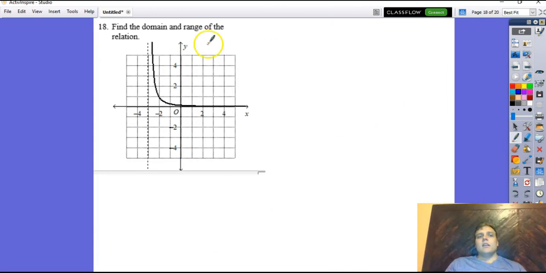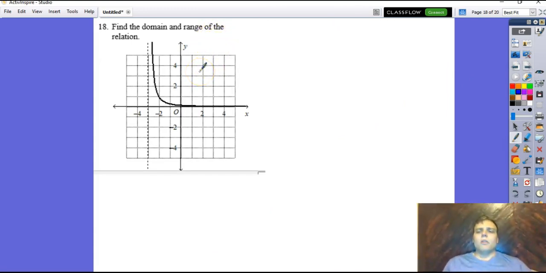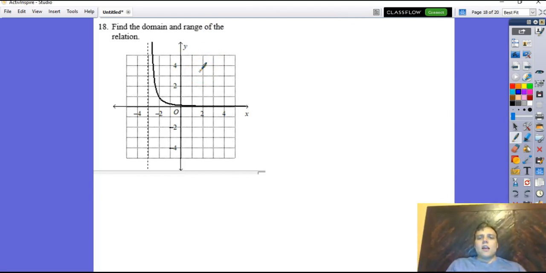Let's go on to number 18. Find the domain and range of the relation below. Alright. So remember, domain is simply the set of all x, and range is simply the set of all y.